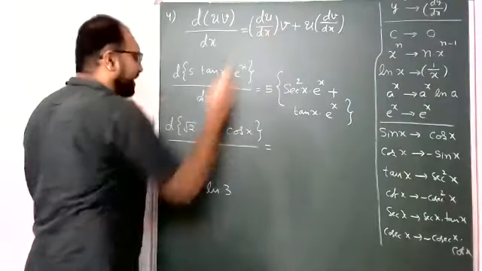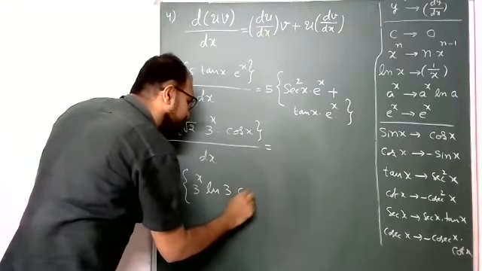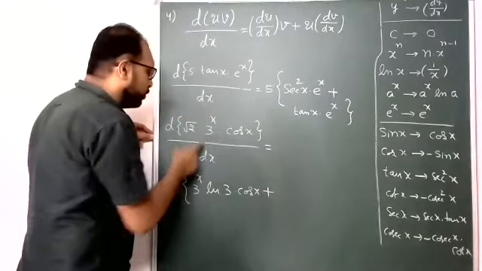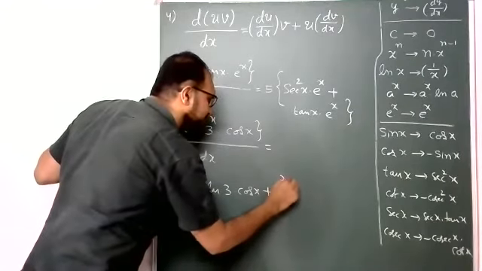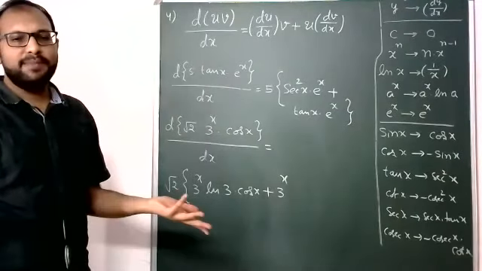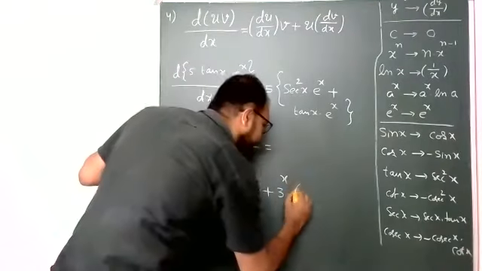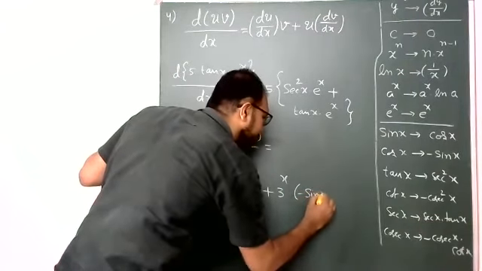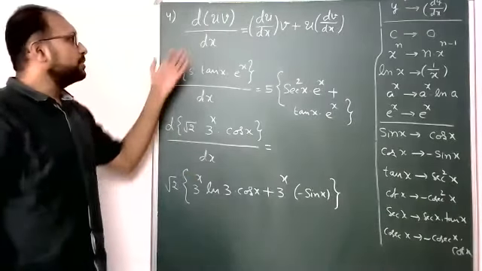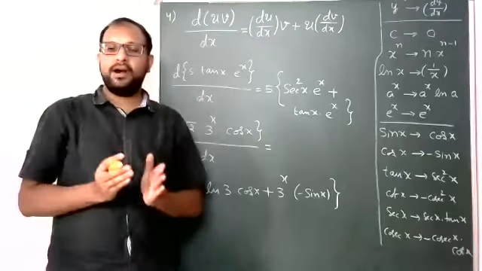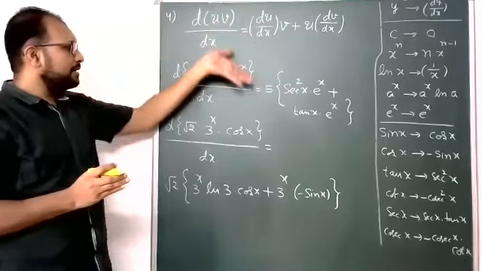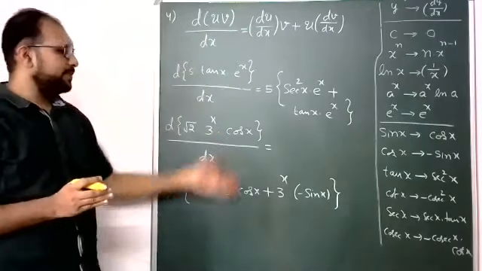Into, again v is there, meaning cos x as it is. Next, plus u, meaning 3 to the power of x. Now derivative of cos x, obviously minus sin x. So students, here minus sin x. Now bracket close. So this is now the derivative of u into v with respect to x. Yes, that is the rule, and then how to apply this rule, some examples I explained.